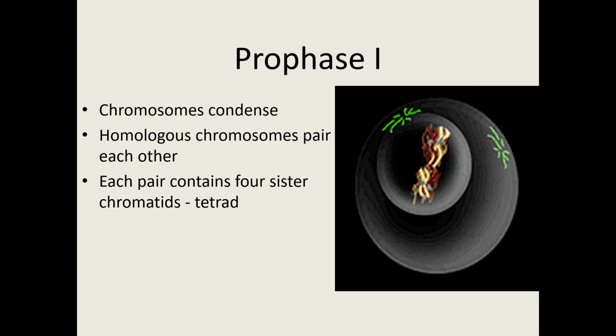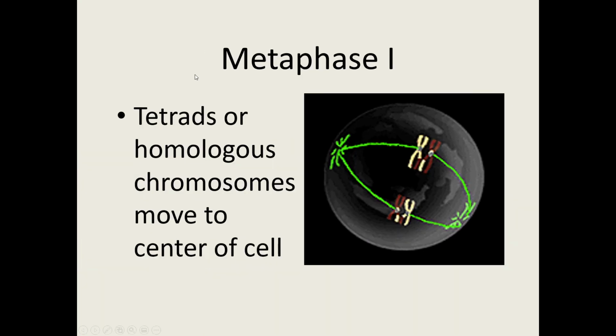So let's start with meiosis I. As you can see, in the first part of meiosis, we're going to go through the original stages of mitosis. The chromosomes are going to condense, the homologous chromosomes are going to pair up with each other, and each pair is going to end up with 4 sister chromatids. In metaphase, all those chromatids are going to line up in the center.